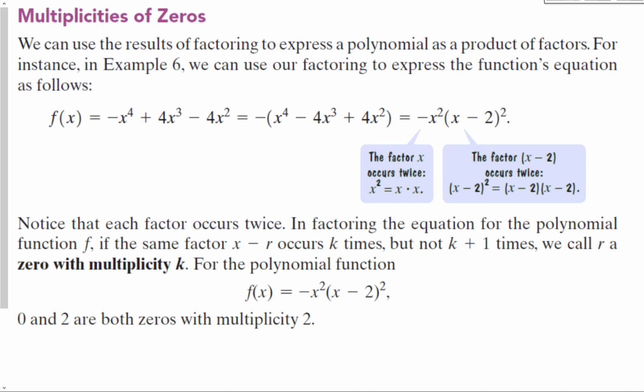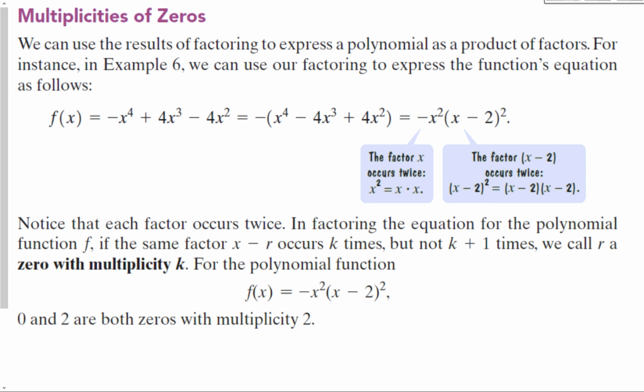Okay, so for this polynomial function, we can say that 0 and 2 are both zeros, both with a multiplicity of 2. 0 happens twice, 2 happens twice. Both zeros have a multiplicity of 2.